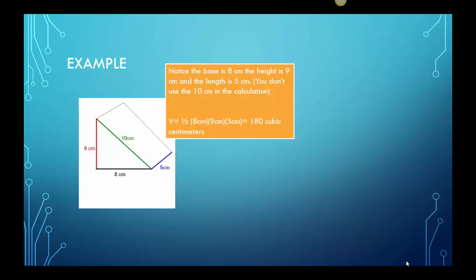So this is how I wrote it. I want you to notice the base is 8 centimeters, the height is 9 centimeters, and the length is 5 centimeters. That 10 centimeters, you don't use it. It's fine that it's in there, but we're not going to use it.